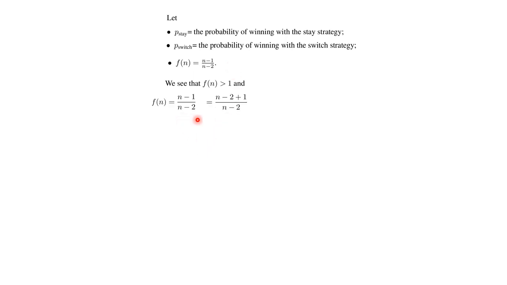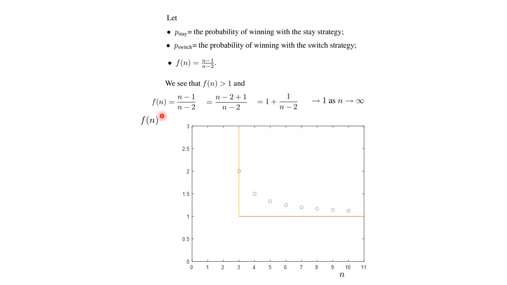So let's just rewrite this. Write our n minus 1 as n minus 2 plus 1 and divide now n minus 2 into this. And we see then as n increases, this diminishes to 0 and this factor approaches 1. There's the graph of Fn versus n. It starts here at 2 and approaches 1 as n increases.